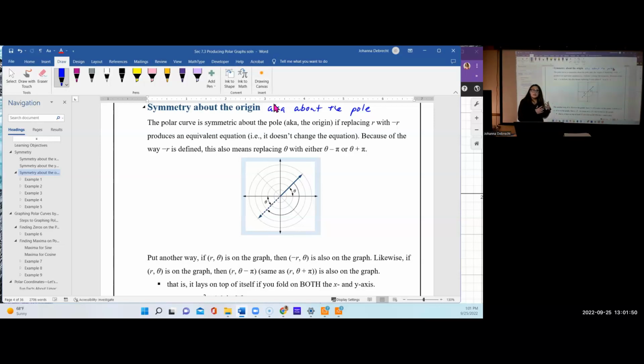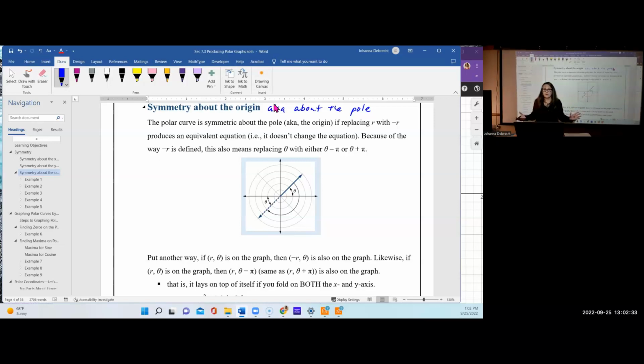But because of the way that we define negative r, meaning that if we have a negative radius, we come out along that 180-degree line, we can also think of it, instead of replacing r with negative r, as replacing theta with either theta minus pi or theta plus pi. All right, so then we're coming out across over here. Now, sine is positive here and negative here. So sine does not naturally have symmetry about the pole. Cosine is also positive here and negative here. So it is not going to naturally have symmetry about the pole, neither sine nor cosine.